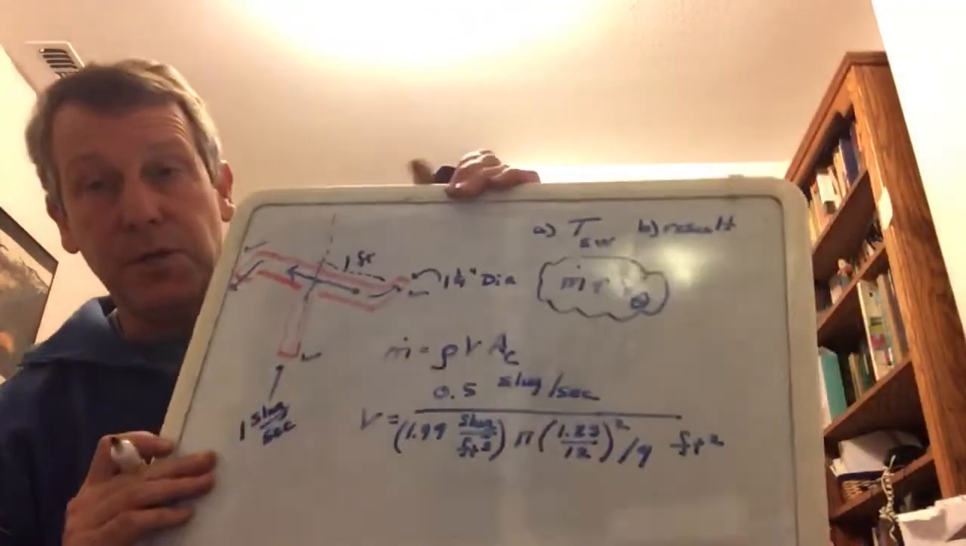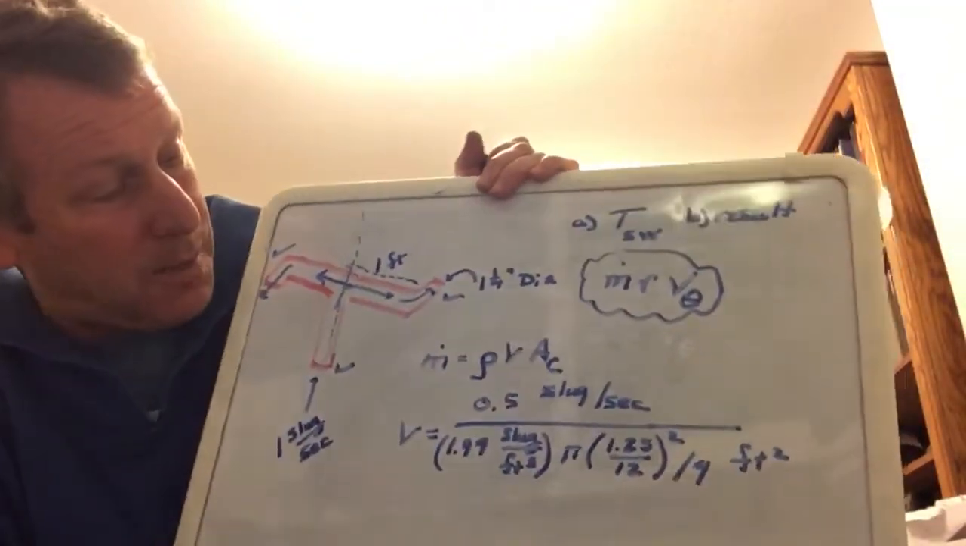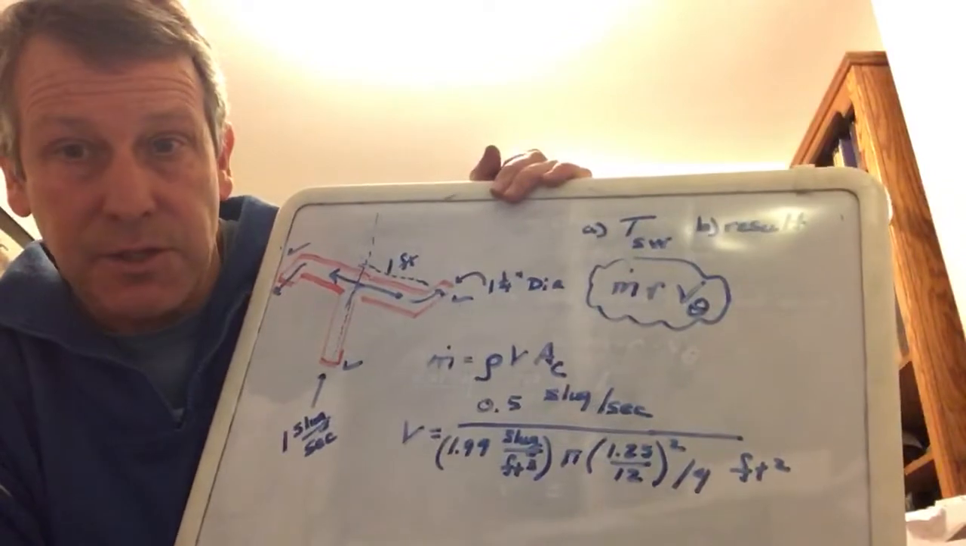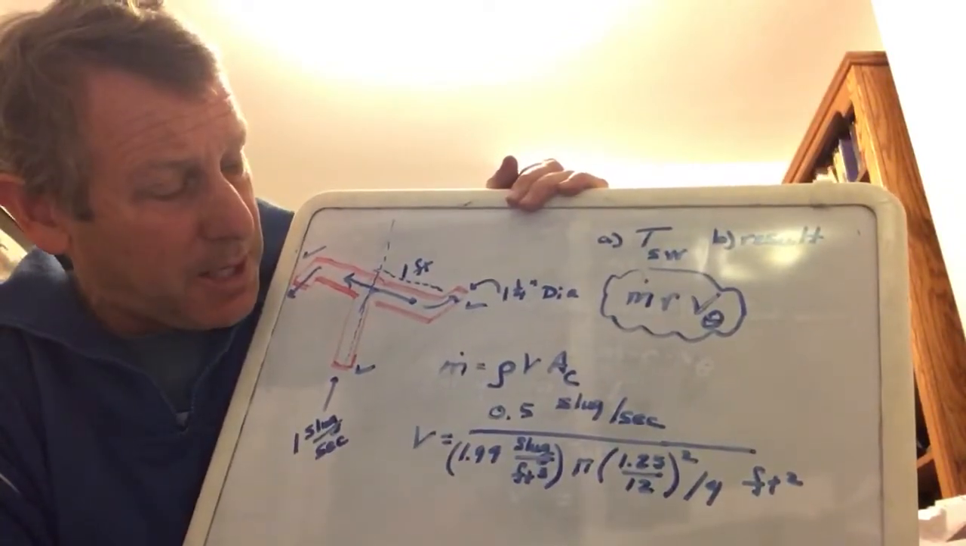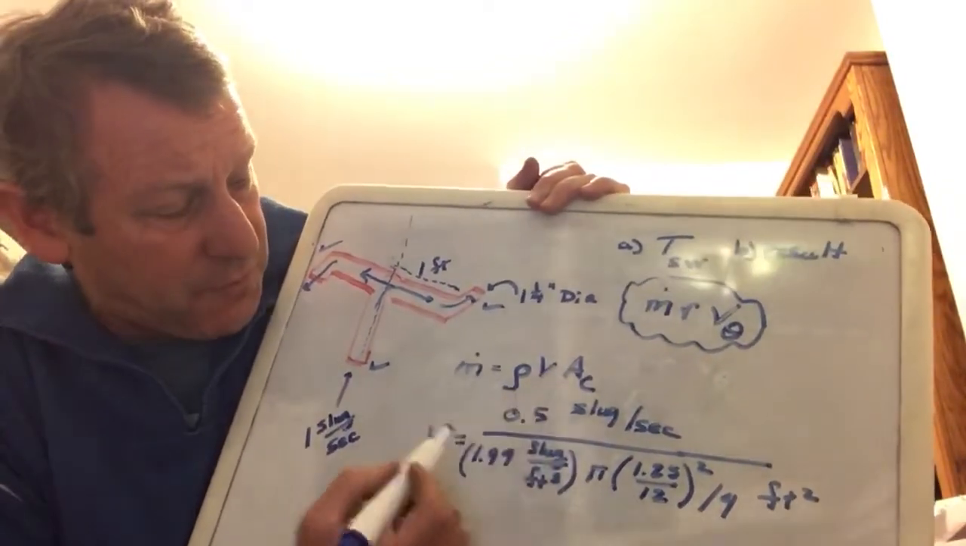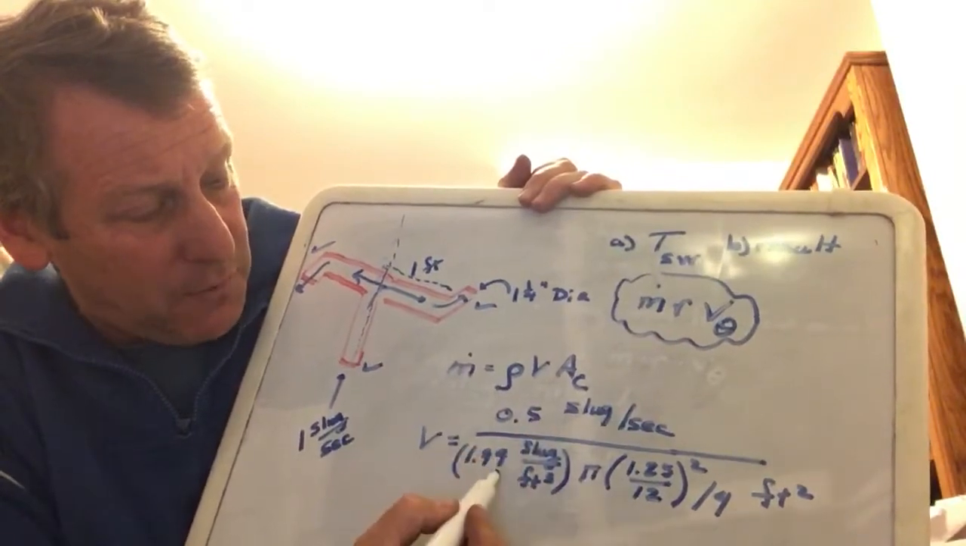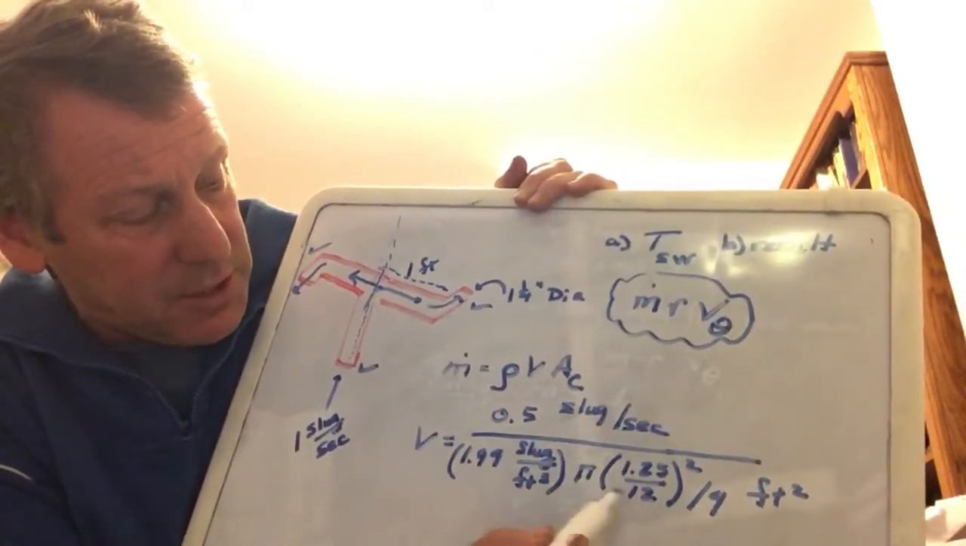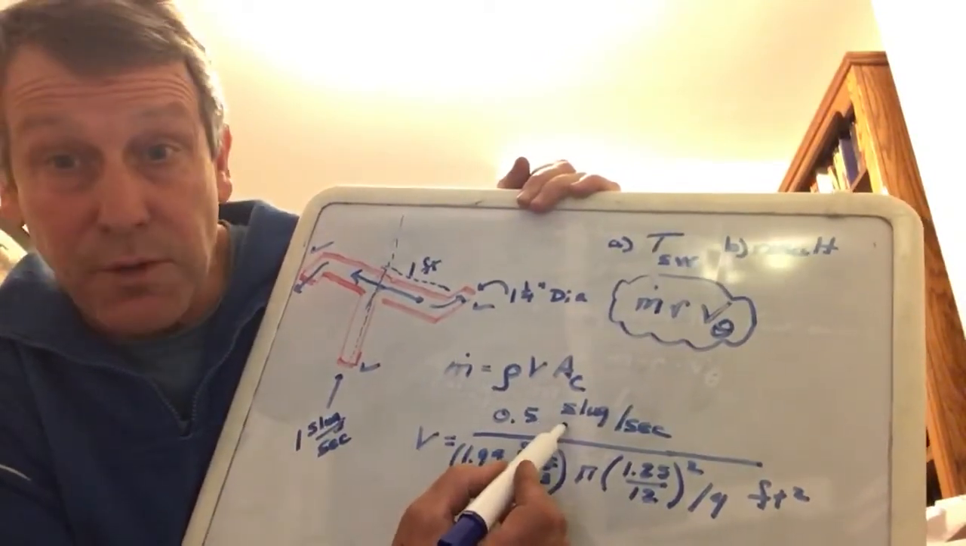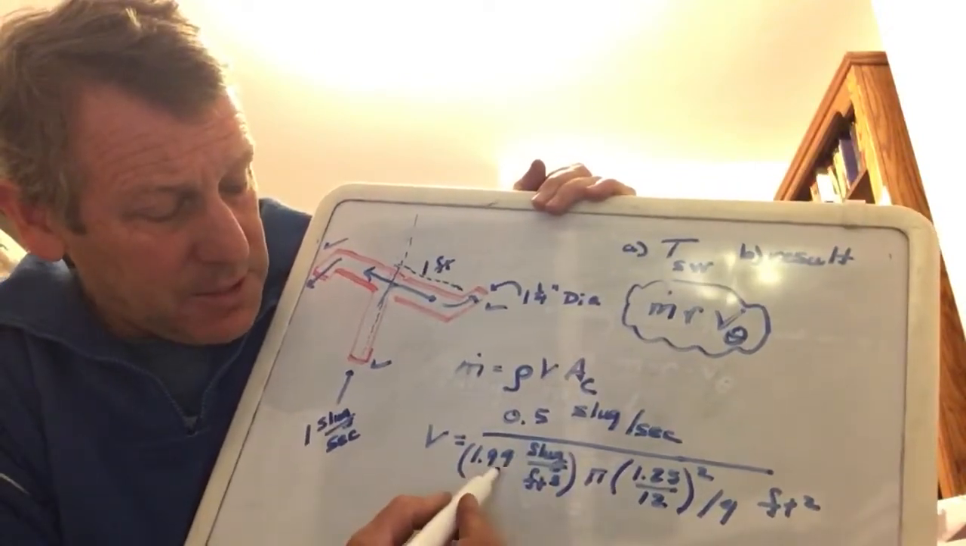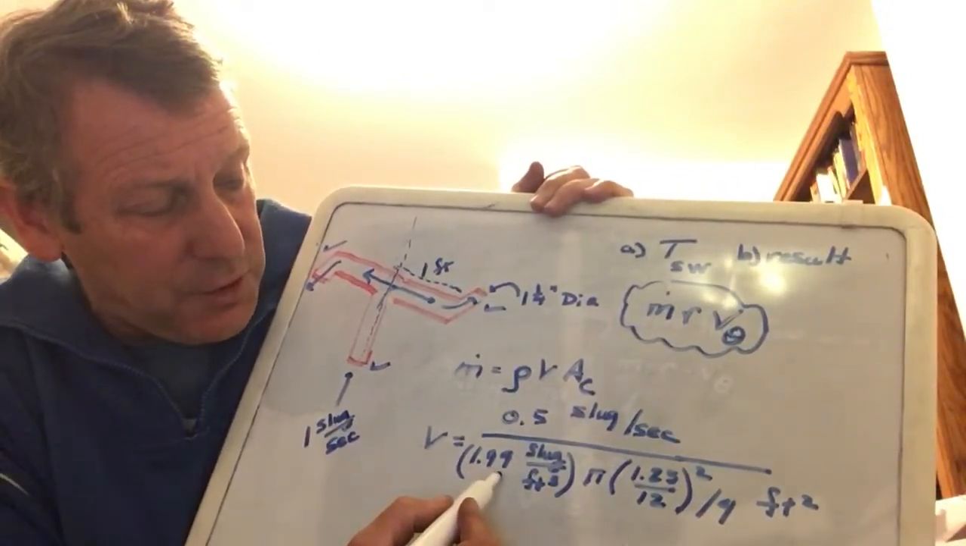Okay, if you know what you're doing, keep going, or if you want to pause and take a look at the screen here and see if your numbers match mine. I solved this equation for V, so I get V as m dot over density times cross-sectional area. The mass flow rate is 0.5 slugs per second. The density is 1.94 slug per foot cubed.